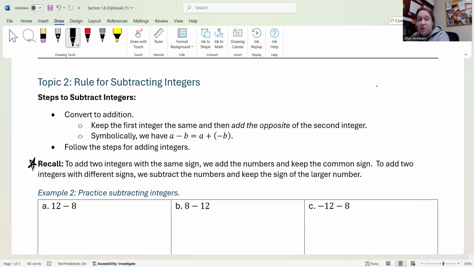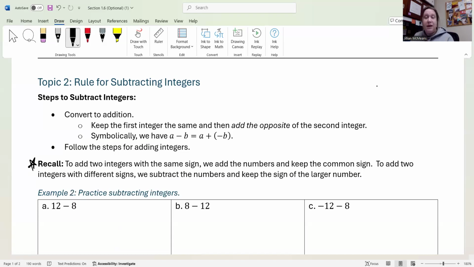So to add integers, so we're adding two integers with the same sign, we add the numbers and keep the common sign. Now, if you go back to the video where we were talking about adding integers, we used a lot of words involving absolute value. So I would have said add the absolute value of the two numbers and then keep the common sign. Okay. So you basically just take the absolute value of the two numbers you're starting with, which makes them both positive. You add them, and then if they're positive, you keep them positive.